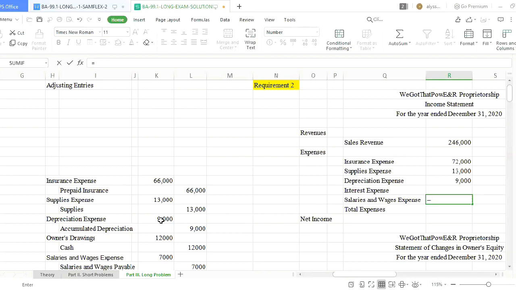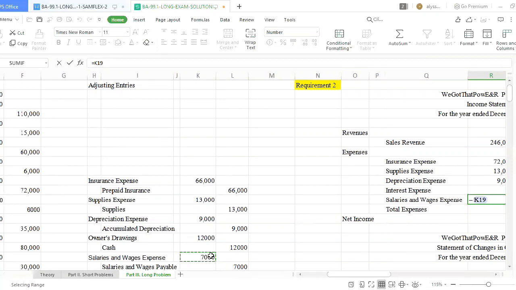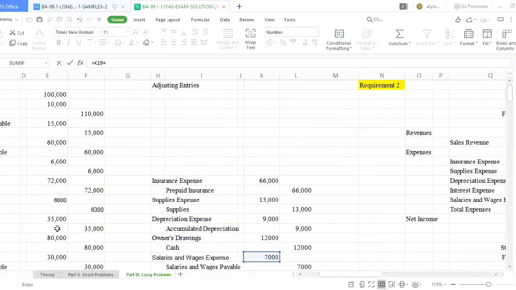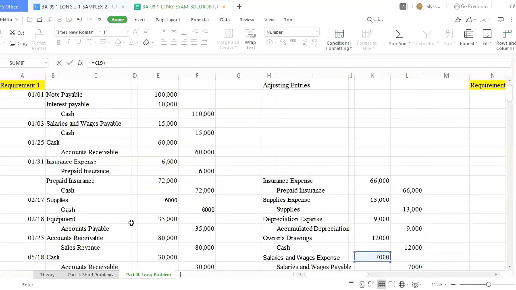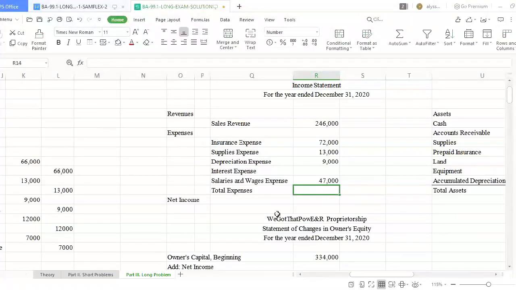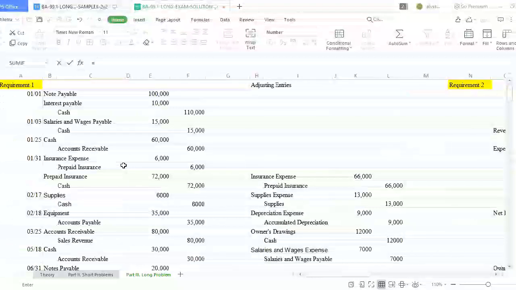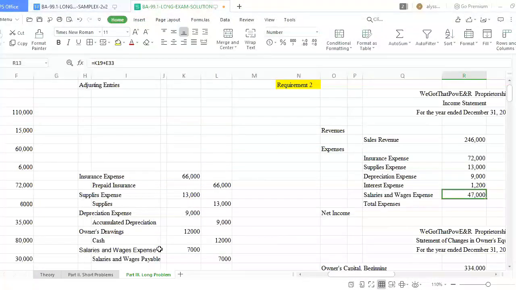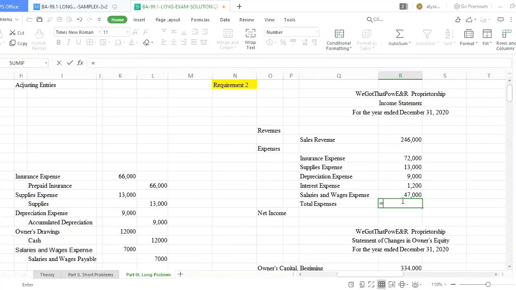We have what we accrued here, 7,000. Then another one, this one. So we have 47,000. For our interest expense, we have here 1,200. So our total expense is this sum. And then our net income is sales revenue less the total expense. So our net income is 103,800.